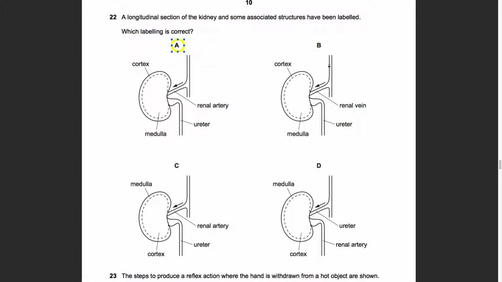Let's have a look. Okay, B. The error that's glaringly wrong to me is the fact that it's got the renal vein bringing blood to the organ, to the kidney, when actually the vein would be taking it away.